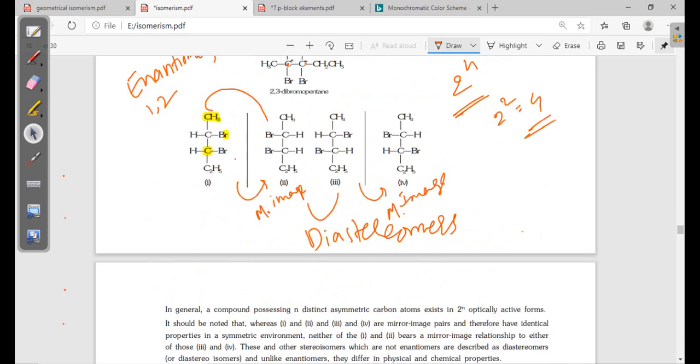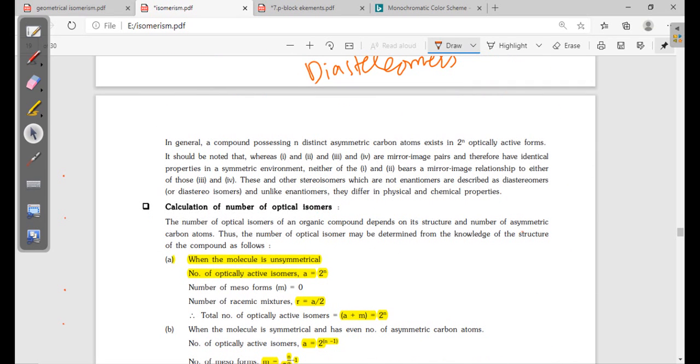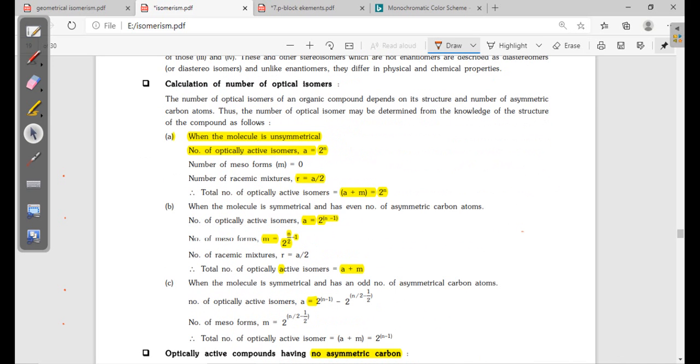Mesomers. Mesomer means same compound. In meso compounds, the mirror image is aligned, meaning superimposable with the original one. Now, if more than one chiral center is there, what is the formula? How many isomers exist? That kind of question will be there.